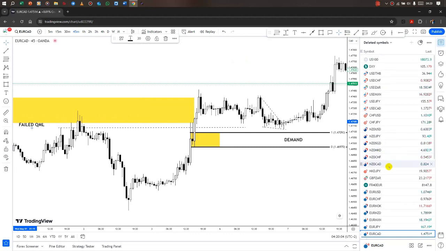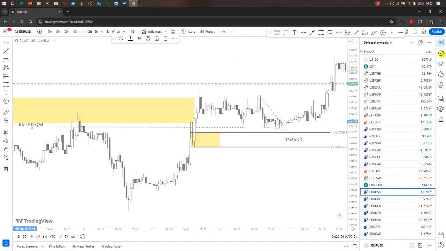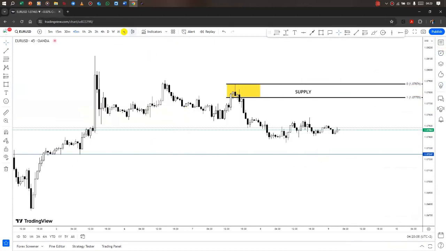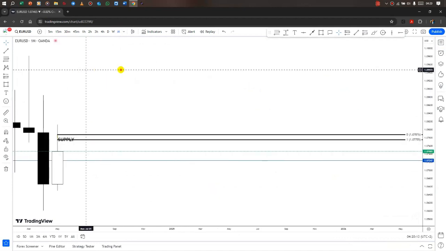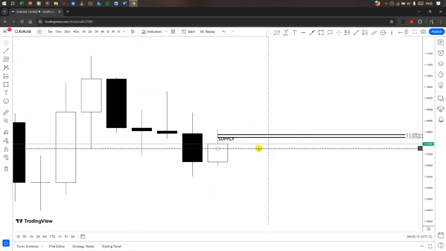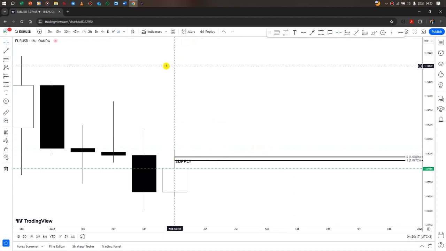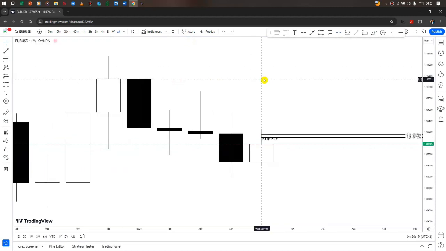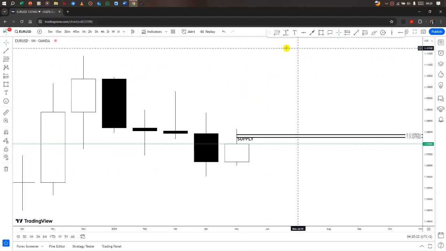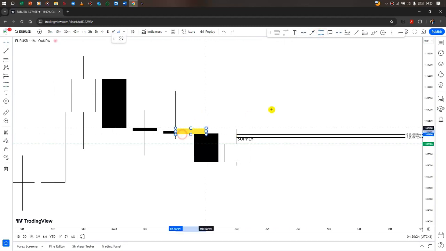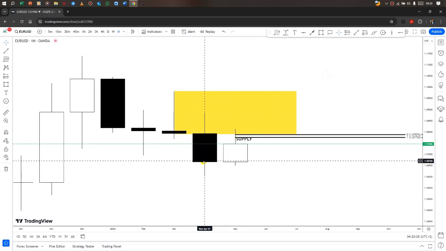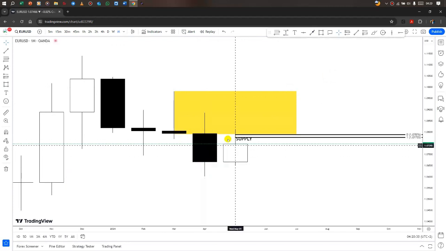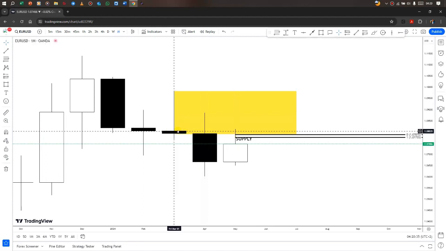GBPCAD. Let me firstly go to EURUSD. So EURUSD on the monthly time frame, you can see that it's currently rejecting from a monthly supply zone. Here, as you can see, it's a supply zone with a significant move away from the zone, and you can see the price just reacted to this monthly supply zone here.